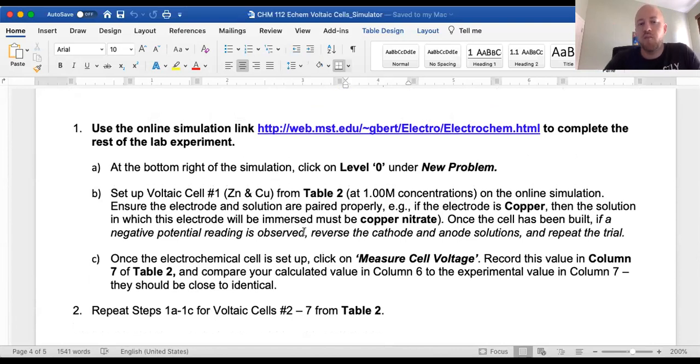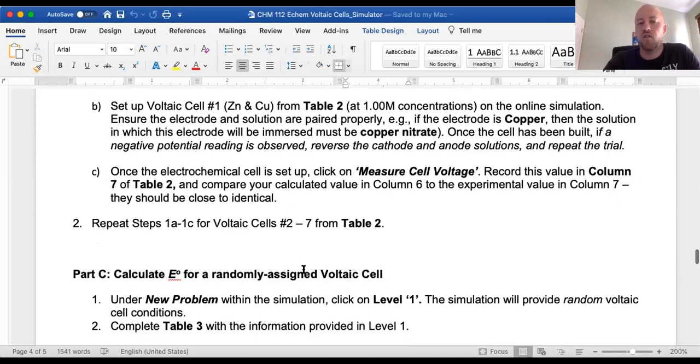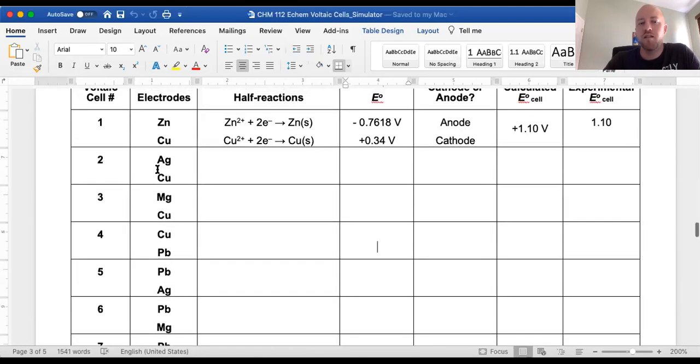We're going to set up the voltaic cell from table 2. You have to use the solutions appropriate for each one, and then click measure the cell potential, and then record the value that's there. Again, this is very straightforward. There is very little deviation to this as far as the procedure goes. You are mixing these metals together and measuring what the output is.